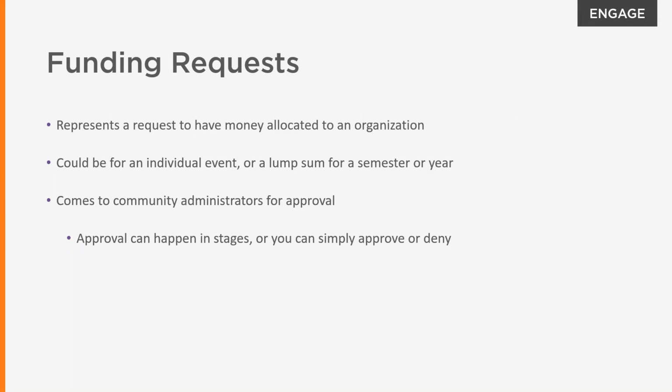A funding request allocates money to your organization for either an initial or additional general funds. This could be for a specific request or a lump sum for a semester or year, depending on your budget cycle. The approval for funding requests will be done on the administrator side, and that can happen in either stages if set up through the finance stage process, or it can be bypassed and simply approved or denied by an administrator.